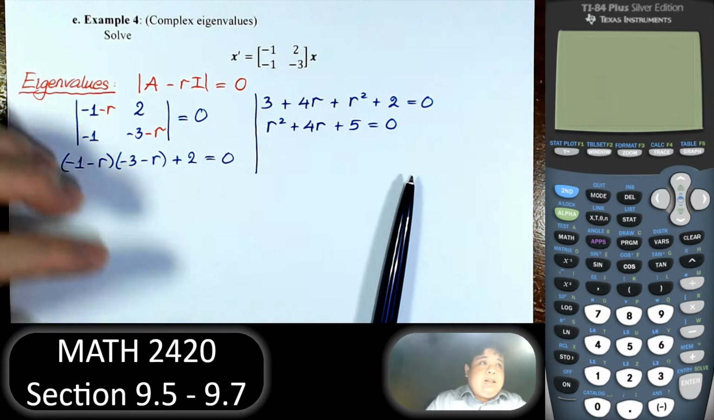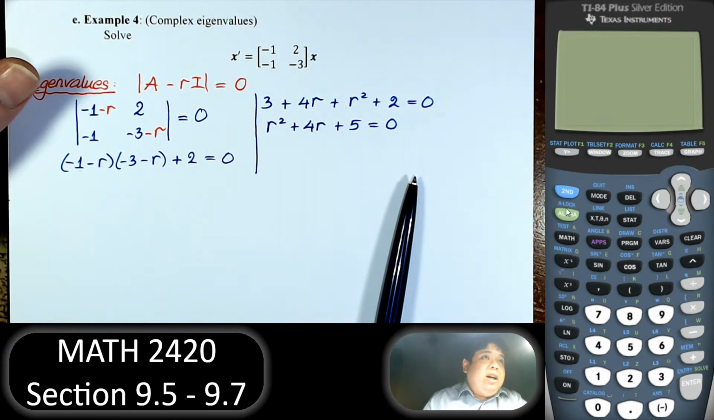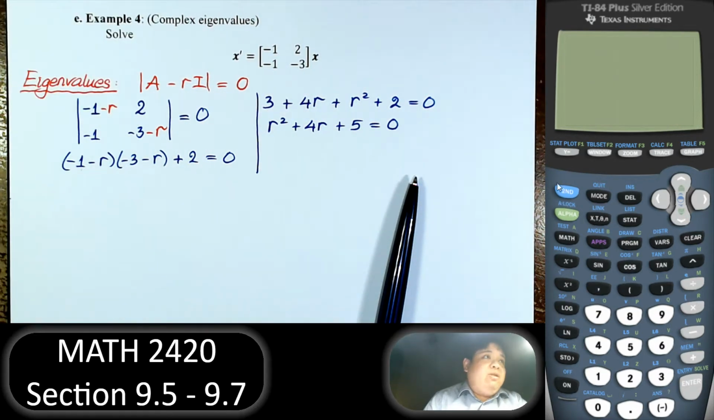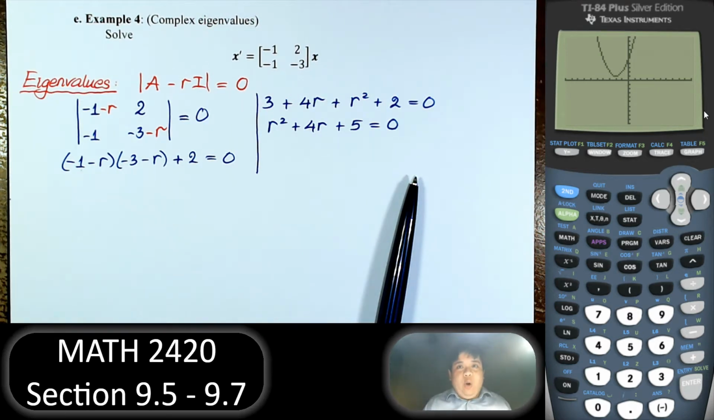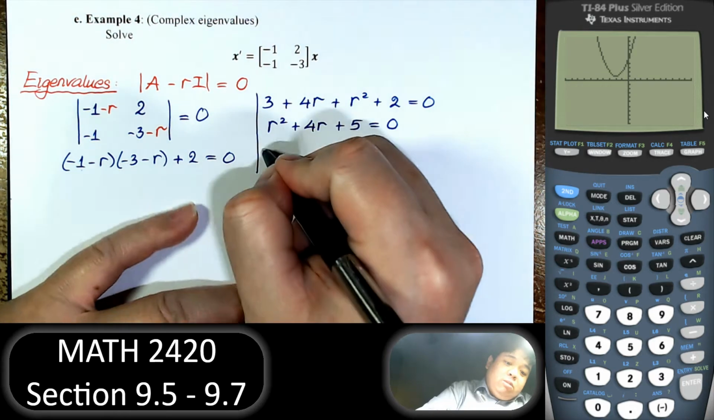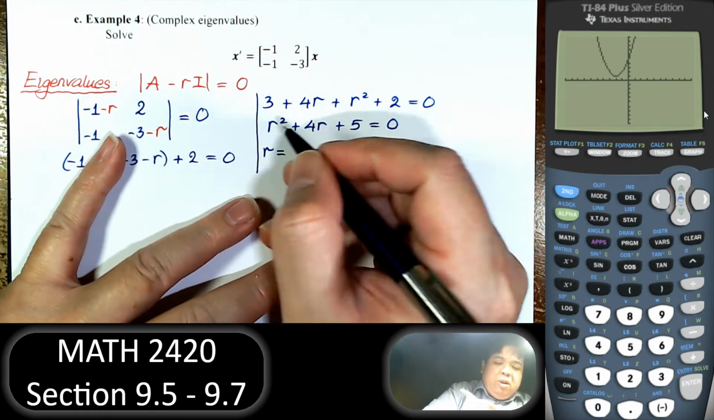Well, let's see the graph. By the way, we expect to have complex eigenvalues, so we should not have any x-intercept. X squared plus 4x plus 5. The graph like that doesn't intercept the x-axis, so no x-intercept, no real 0. So that means we have to use the quadratic formula or completing the square.